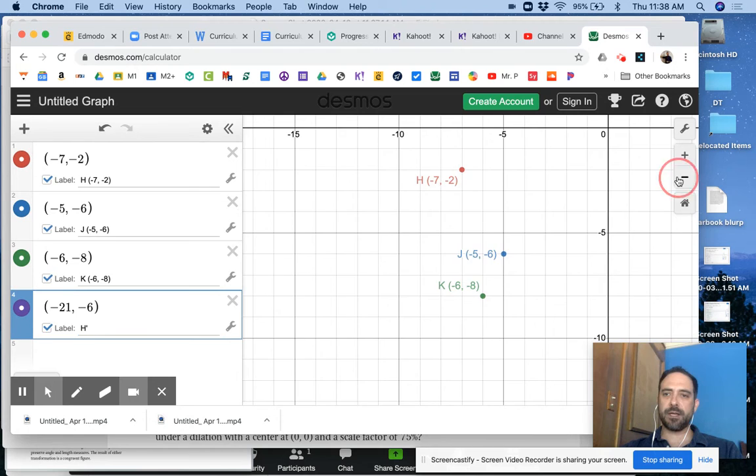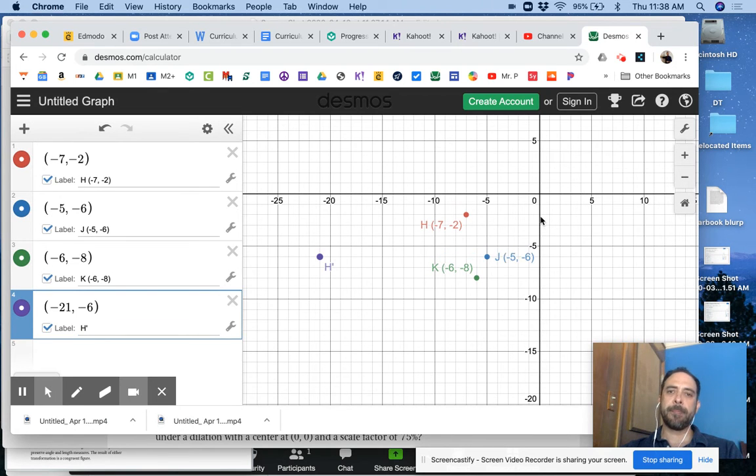It looks like we've got to zoom out a little bit more. All right, you see? So the center is 0. So H and H prime are a factor of 3 away from 0. Like if this is 1, we can see 1, 2, 3. But you don't even have to think that abstractly. You can look at this and just say, okay, well, we had H is -7, -2, so H prime is going to be -21, -6 if we have that scale factor of 3.